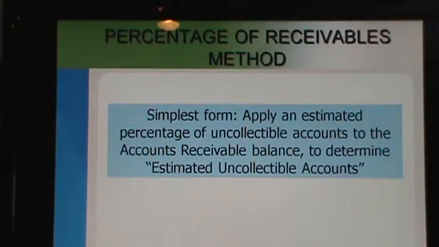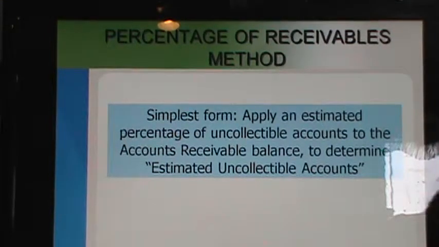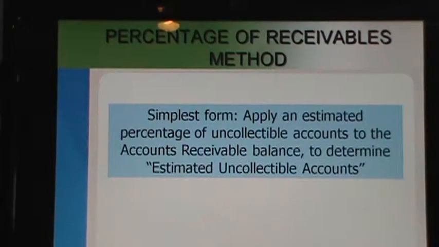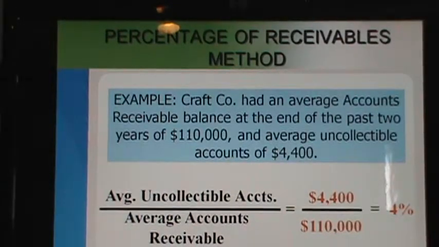So this is the percentage of receivables method, which happens to be the most simple method. Basically, we apply an estimated percentage of uncollectible accounts to the accounts receivable balance to determine how much of our accounts receivable is estimated to be uncollectible. So here's the example. Kraft Company has an average accounts receivable balance at the end of the past 2 years of $110,000. They just took the balance of their last year's accounts receivable, added them together, divided by 2 to get their average. And they have an average uncollectible account in the last 2 years of $4,400.